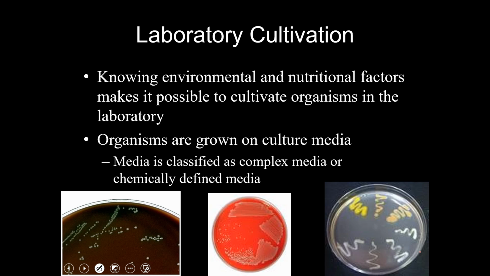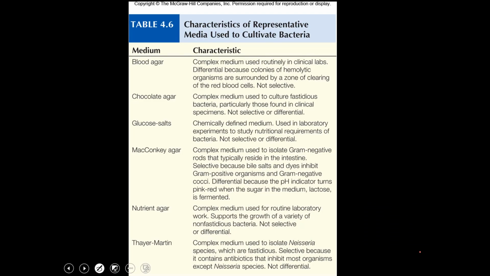A complex medium means you've piled a bunch of ingredients into one thing to try to grow bacteria. The way your book says it, it contains a variety of ingredients, but it's relatively easy to make. The examples that we are going to use in the lab include nutrient agar and broth, chocolate agar, which does not have chocolate in it. It's actually just broken blood cells. McConkey agar, Thayer-Martin agar, and blood agar. Those are all complex media.